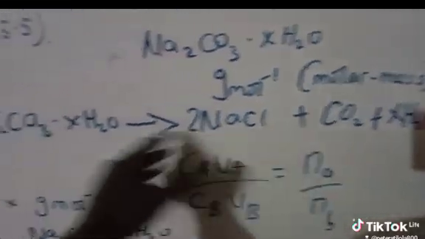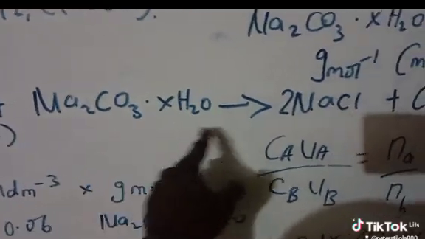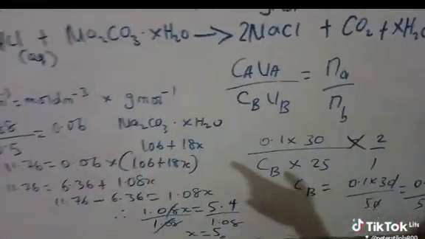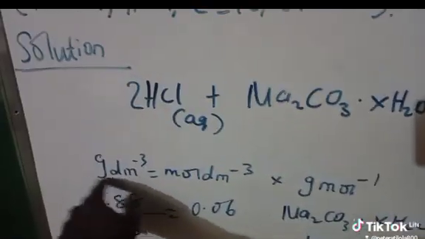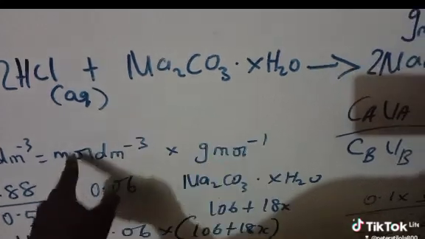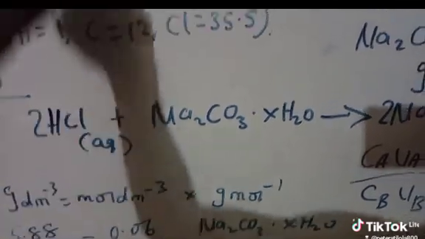Then next, you need to balance it. If you don't balance it, you cannot get the mole ratio of acid to base. So that's why we did that. Then remember the formula here. Mass concentration is equal to molar concentration times molar mass. But for me, I have mass concentration given indirectly.